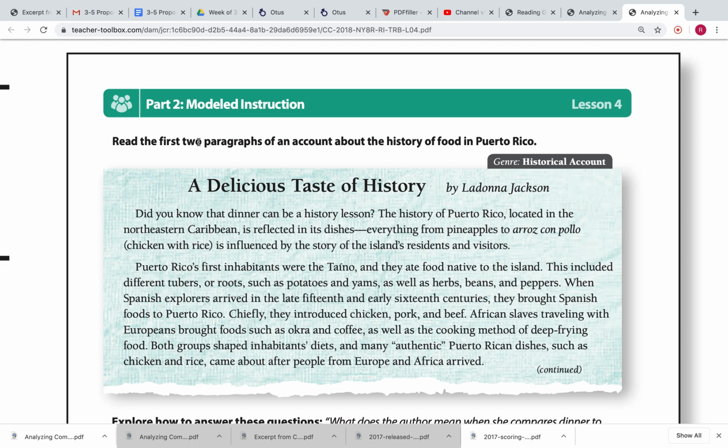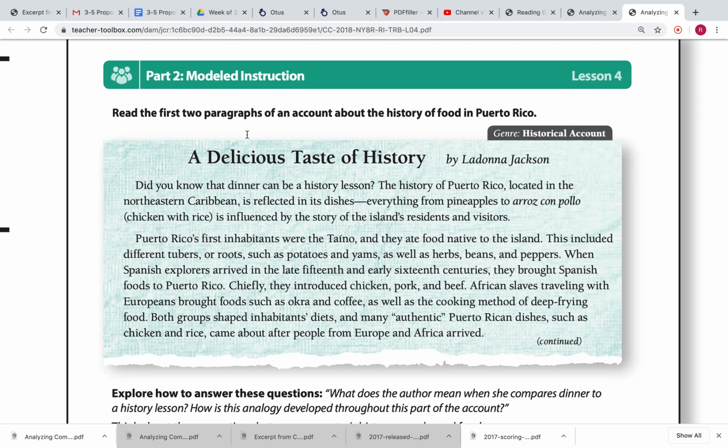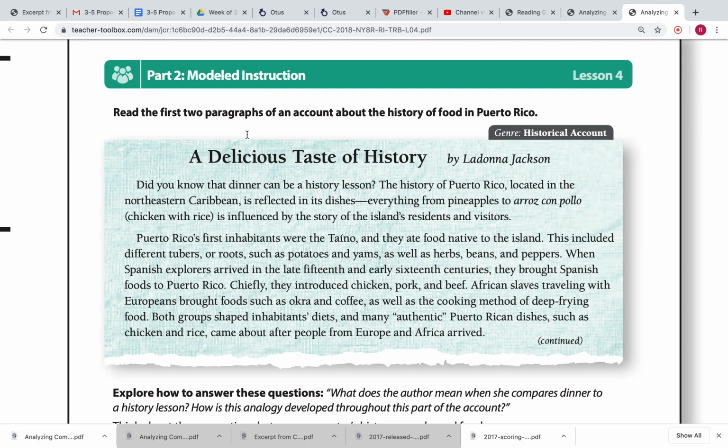All right, so let's read the first two paragraphs of an account about the history of food in Puerto Rico. So let's pay attention to what is being compared over here. All right. Did you know that dinner can be a history lesson? So already right here we see two things are being compared. Dinner is being compared to a history lesson.